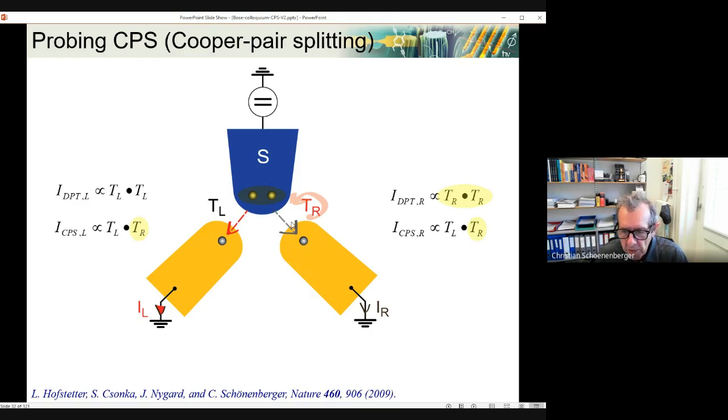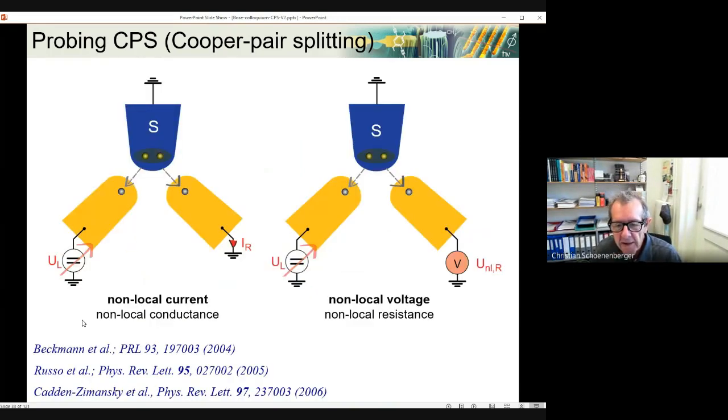And actually, if you open here more, so if you allow higher probability for an electron to tunnel here, the current will also be enhanced on the left side. So it's a kind of a positive correlation, you see. So that's one way we will use this. I will show you experiments along this line just a little bit later.